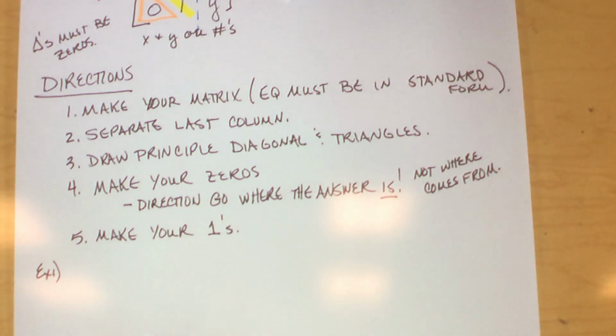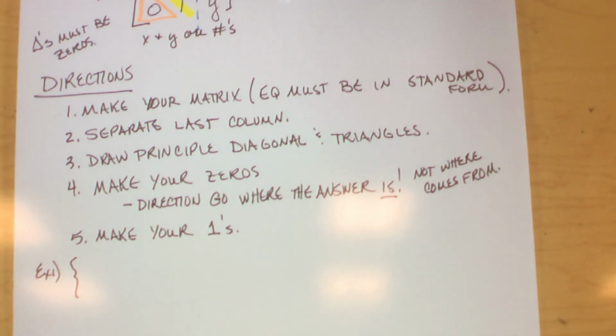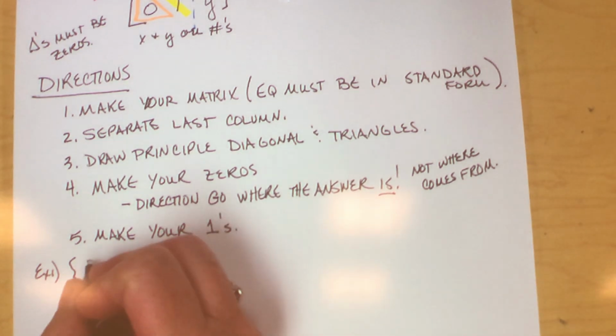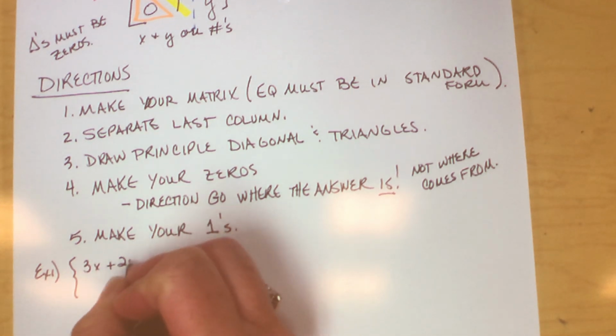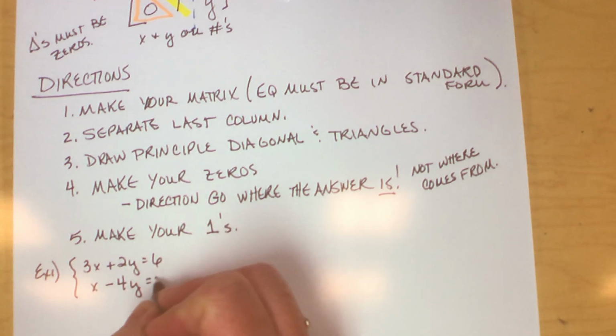Example 1. My system, y'all, this augmented matrices is just another way to work a system of equations. Remember we've done graphing, we've done substitution, we've done elimination, we've done Cramer's rule, and now we're doing augmented matrices. Cramer's rule has to be the coolest because it's just crazy, but this one is probably my favorite. So, pay attention. 3x plus 2y equals 6, and x minus 4y equals negative 12.